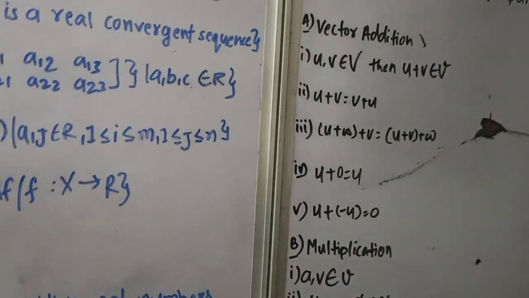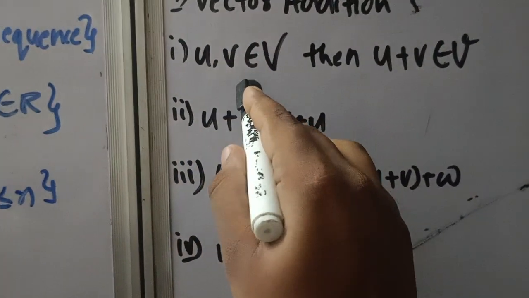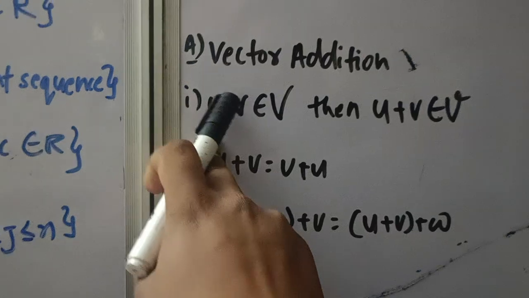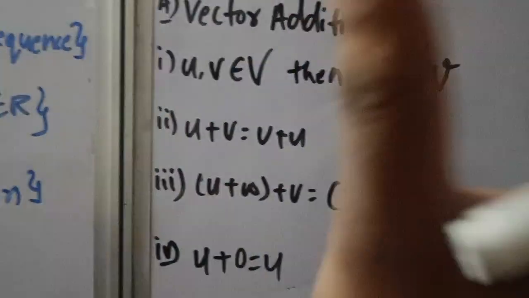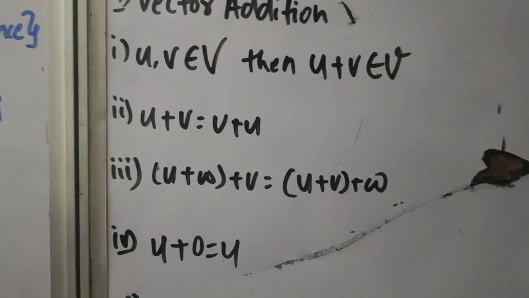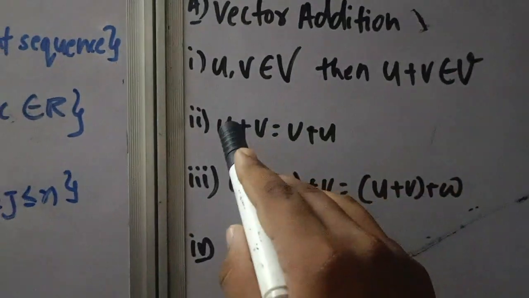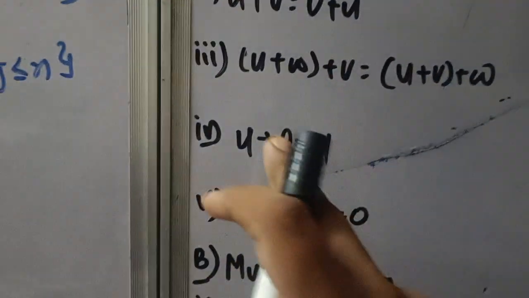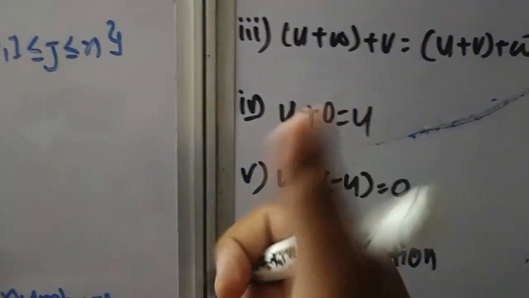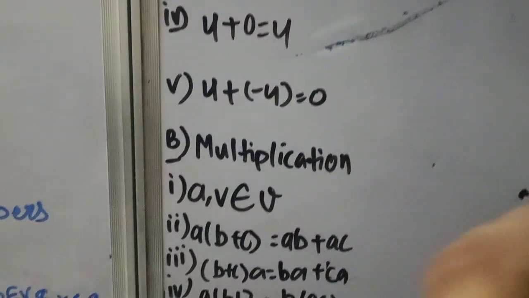Now let's talk about the other conditions. Let's take u as x1, y1, and let's take v as x2 and y2. If you add them, what you will get is another vector which is in R square. So this condition is satisfied for the first question. u plus v should be v plus u. That's obvious, it is also satisfied. u plus 0, okay, done. And u plus minus u equals 0, that is the inverse, that is also satisfied.